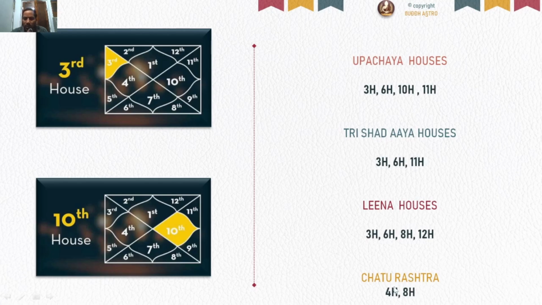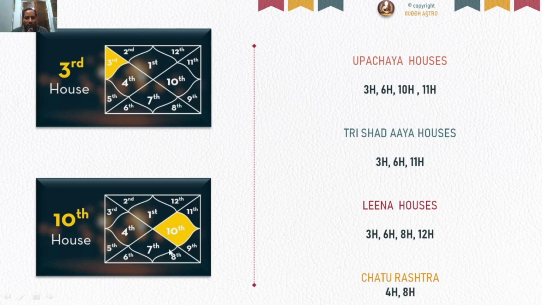Now Chaturastra: Chatur means fourth, Ashtra means eighth. Actually the eighth house is known as Randhra house. Randhra means hole or opening. As soon as we take birth, the eighth house works like an hourglass out of which the sand is coming. As soon as the sand gets empty, we die. This is how the eighth house works. So the eighth house is known as Randhra house. So the fourth house and eighth house both are known as Chaturastra.